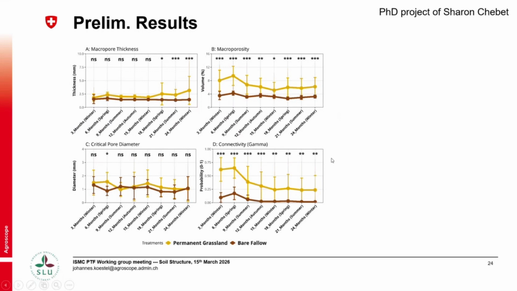And then if you look at the lower right, you see a connectivity measure. That's a measure of how well the imaged pores are connected to each other. And also here you see much larger connectivities in the permanent grassland, and again much larger variances than in the bare fallow. Only in the critical pore diameter, which serves as an indicator for saturated hydraulic conductivity, you see no difference between the treatments. You also see large variability, but this time in both treatments relatively large.